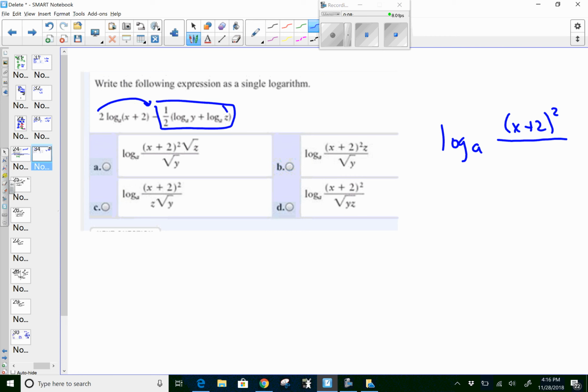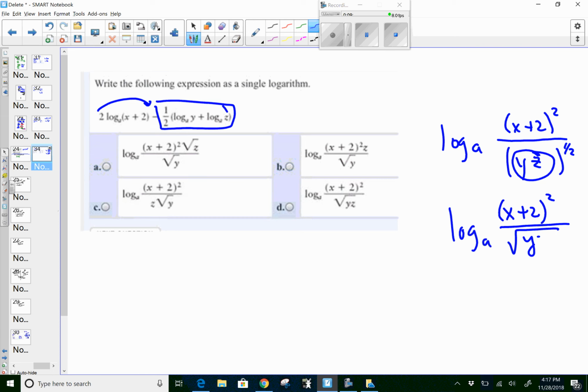So I'm going to have on the bottom, there's no number that gets kicked back here, so there's just going to be a plain old y. Addition changes into multiplication, so that's just going to be a plain old z. And all of this is getting the 1/2 exponent, so it's going to be to the 1/2 power. So I'm going to rewrite this as log with the base of a of x plus 2 squared divided by, so remember this is our root, so that's square root. So it's going to be the square root of, and both of these are going to go on the inside. So it's going to say a y and a z.